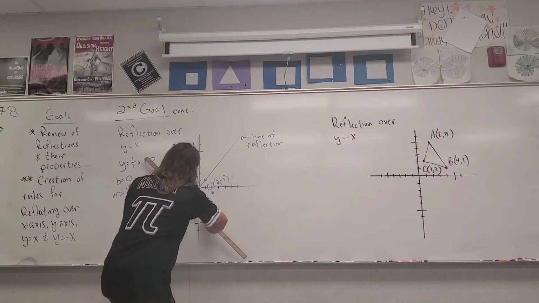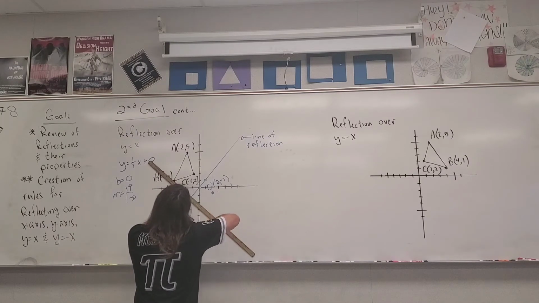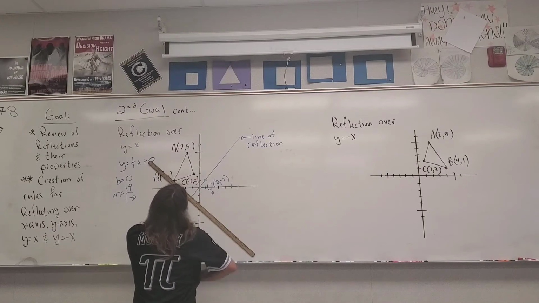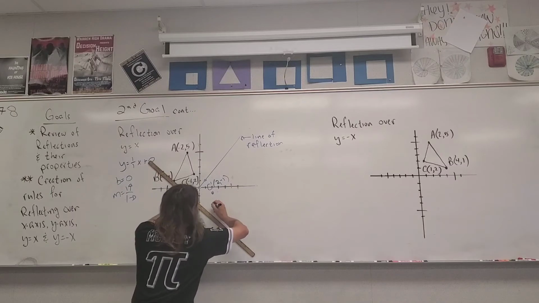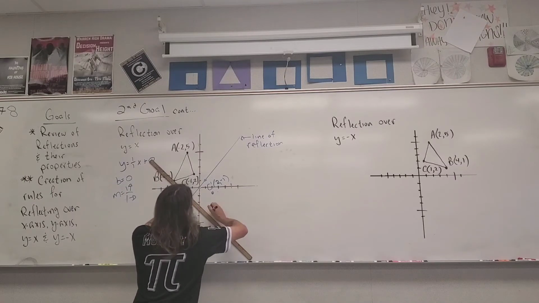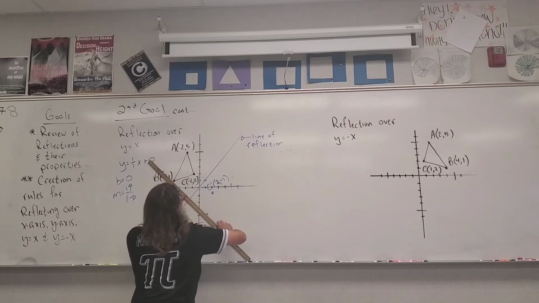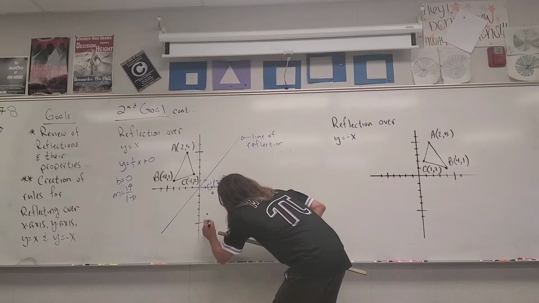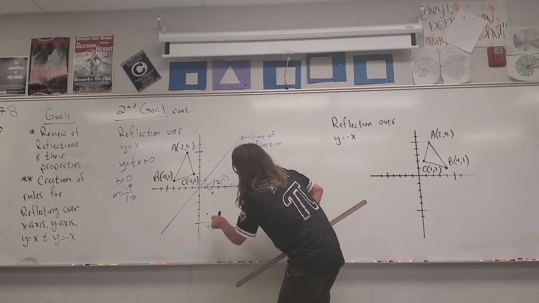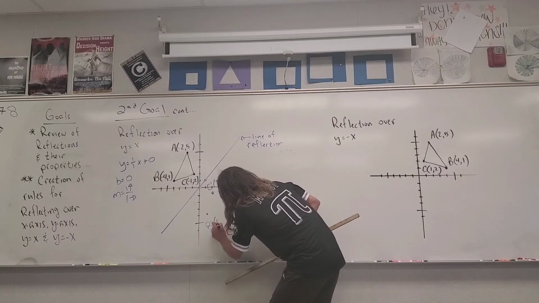Let's see here. How far away is this guy? It looks to be 17 away, so that would take me to, let me make that a little bit better. Okay, it would take me to about here. All right, that would be my B prime. And I'm sorry that I'm blocking this. And that looks like that's at 1, negative 4.